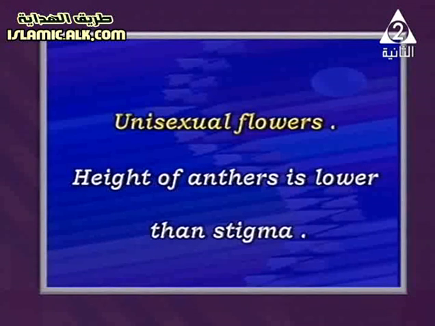Number two, the height inside the bisexual flower: the height of the anthers is lower than the stigma. I mean that if the flower is already bisexual, it contains anthers and the stigma, but the height of the anthers is lower than the height of the stigma, so no pollination will happen. The pollen grains cannot fall on the stigma. So we need the height of the anther to be higher than the stigma for self-pollination to happen.